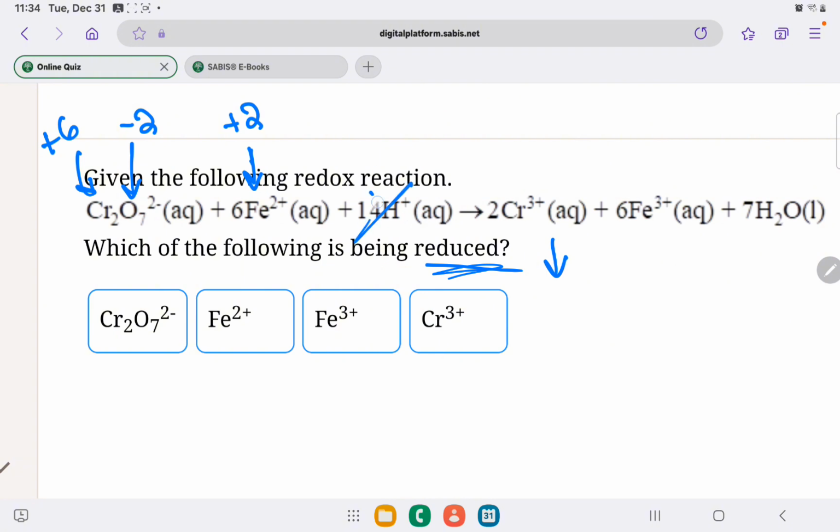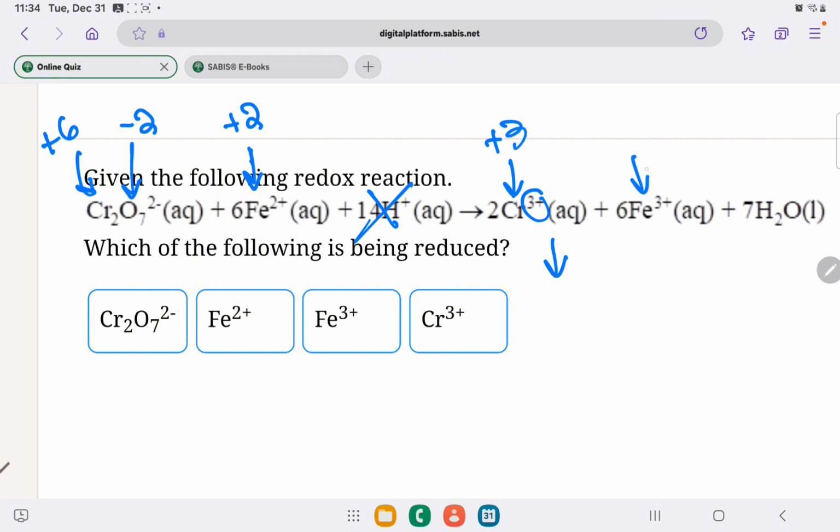And here, we don't count the hydrogen. And then here Cr is +3 because it's alone, and when the ion or element is alone, its oxidation number is equal to its charge, so +3.